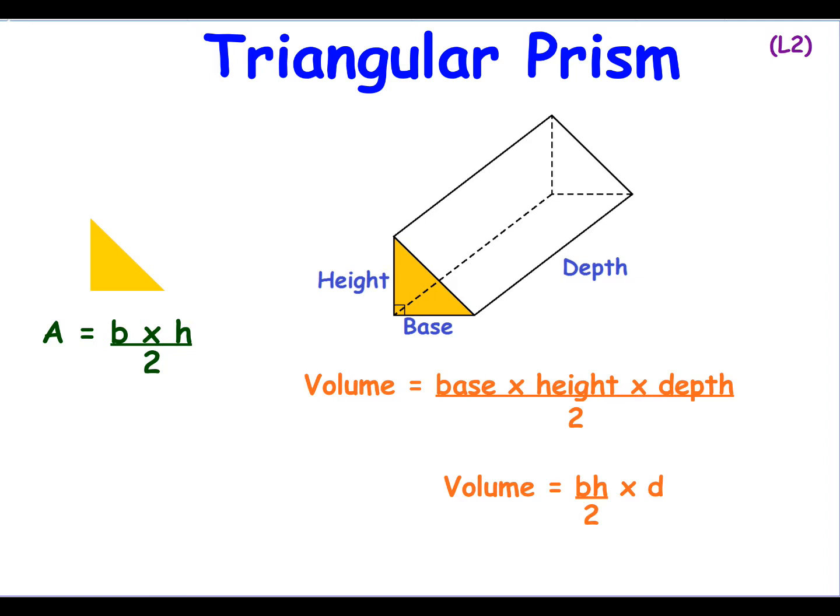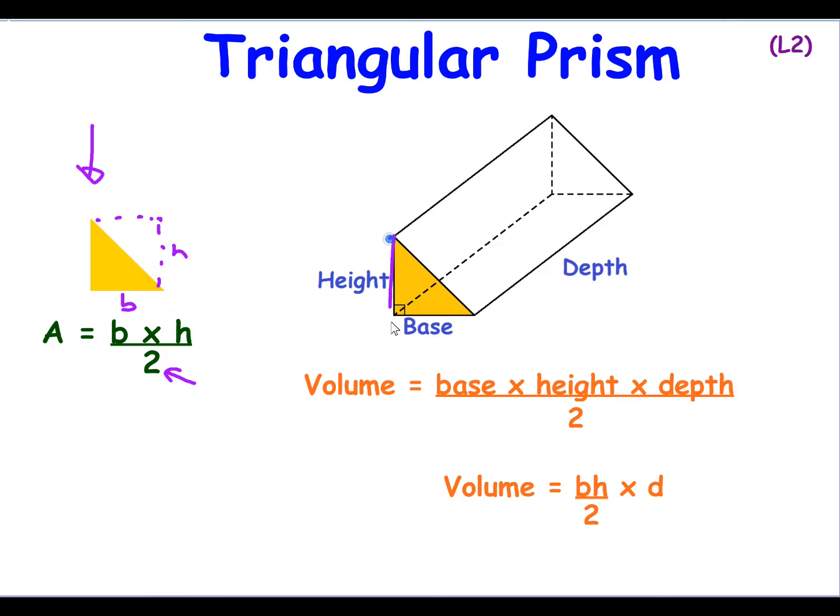Now the volume for a triangular prism is exactly the same as a volume for a cuboid, but you need to remember to divide by 2. So remember when we had the area of a triangle. It was exactly the same as the area of a rectangle, but then we needed to divide it by 2. So we multiplied the base by the height and then divided it by 2. Well, it's absolutely no different for the volume of a triangular prism.